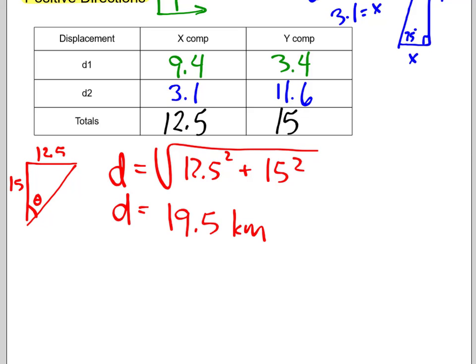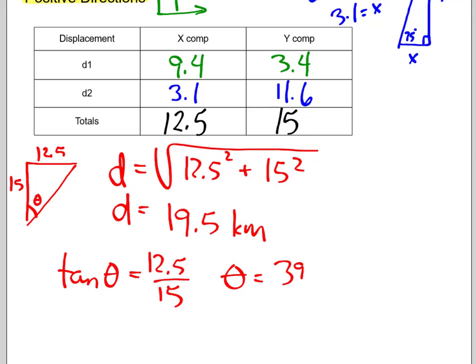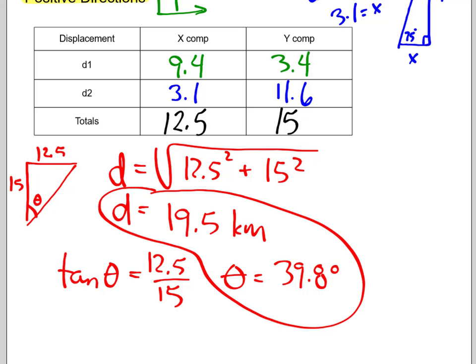Okay, and now because I have that triangle where this is 15 up, 12.5, if I want to find that angle inside there, I can do tan theta equals 12.5 over 15. And I get 39.8 degrees. So if we take those values right here, that is our resultant. 19.5 kilometers at 39.8 degrees.